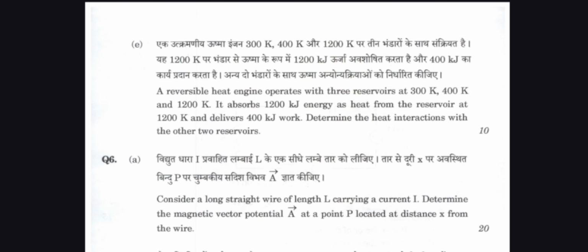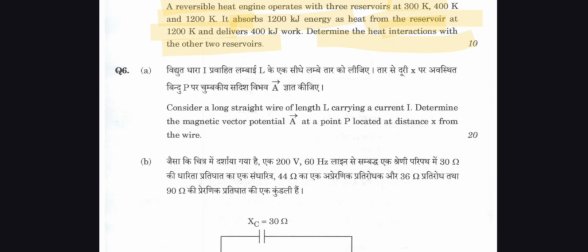Question number E. A reversible heat engine operates with three reservoirs at 300 Kelvin, 400 Kelvin and 12,000 Kelvin. It absorbs 12 kilojoule of energy as heat from the reservoir at 12 Kelvin and delivers 4 kilojoule of work. Determine the heat interaction with the other two reservoirs.